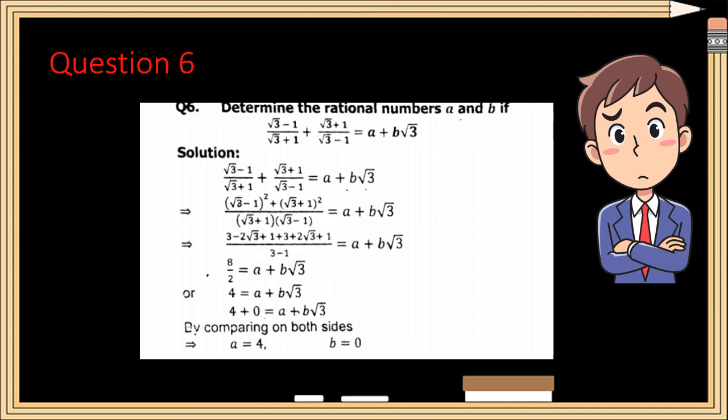So now in the numerator you have 8, and in the denominator we have 2, which is equal to a plus b square root of 3. Now by the comparison we get 4 is equal to a plus b square root of 3. Now here you can see that 4 can be equated to a, but we don't have a term with any radical sign, so we put 0, which will be equal to b.